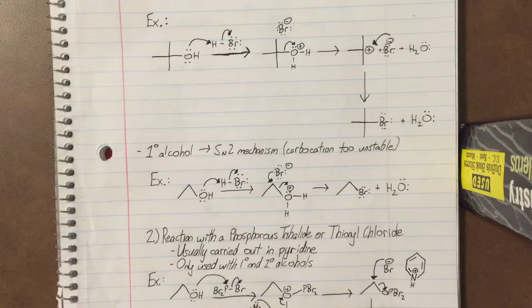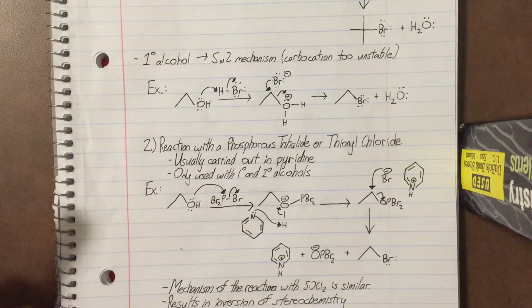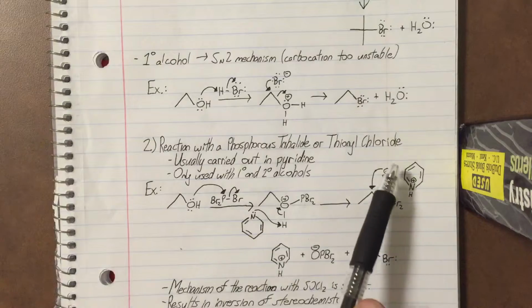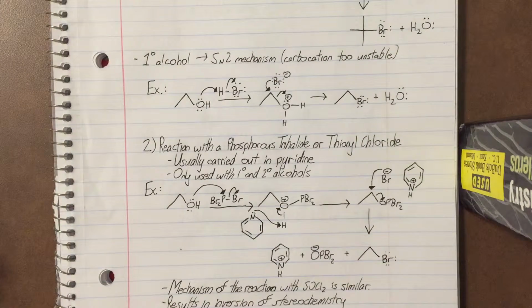So in order to carry out this reaction without heating it so much, other reagents can be used. Most commonly, these would be a phosphorus trihalide or thionyl chloride. These reactions are carried out in pyridine, and they can only be used with primary or secondary alcohols because the SN2 step here in this mechanism would have too much steric hindrance with a tertiary alcohol to actually occur.